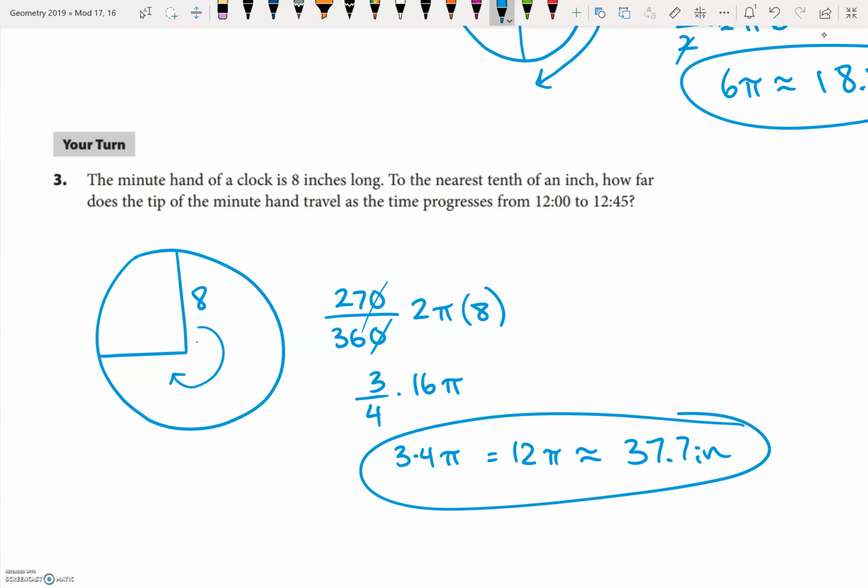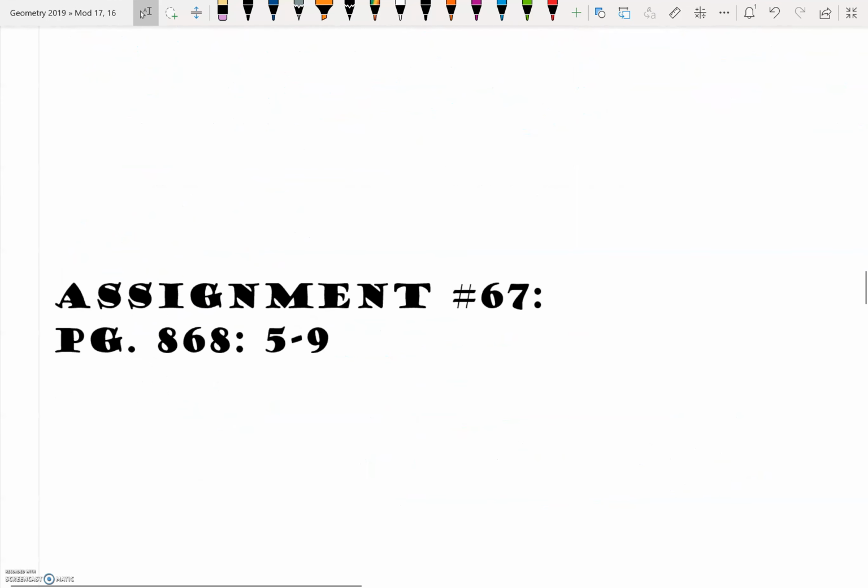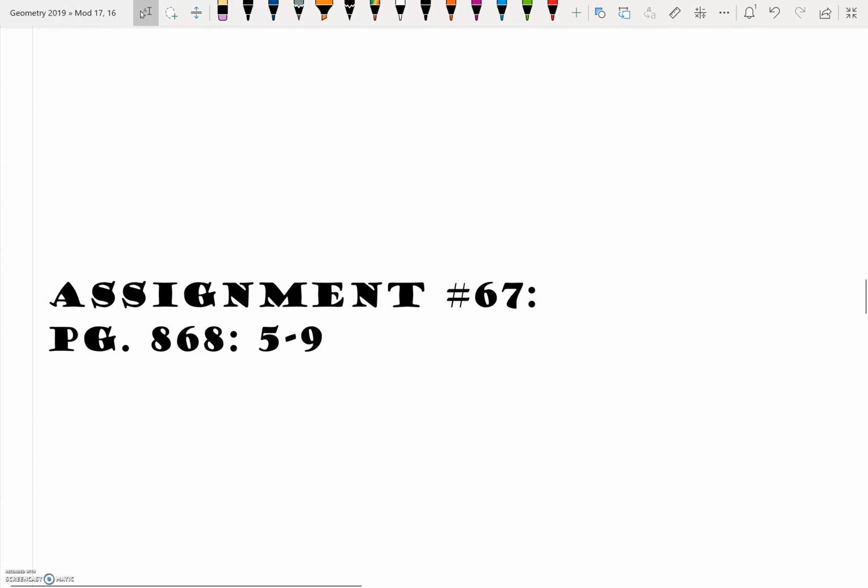And that's it. We're going to do the second half of this section tomorrow, but your assignment is just going to be 5 through 9. And I will see you later on.